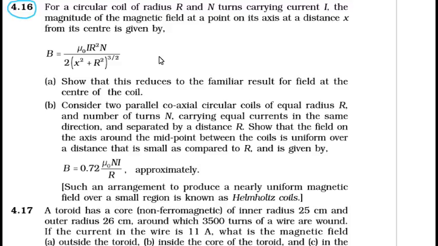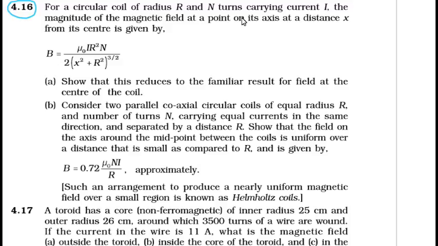For a circular coil of radius r and n turns, carrying current I, the magnitude of the magnetic field at a point on its axis at a distance x from its center is given by B is equal to mu naught I r square n upon 2 (x square plus r square) to the power 3 by 2. A. Show that this reduces to the familiar result for field at the center of the coil.